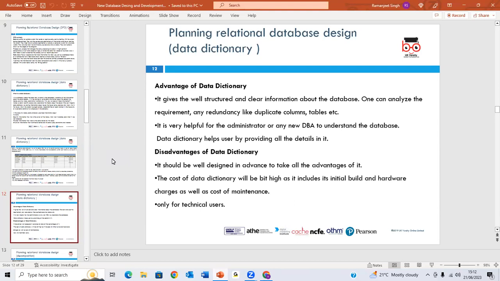Also, there are a couple of disadvantages which come with this. The disadvantages could be that it should be designed in advance to gain all the advantages. And also it is costly, where the cost of the installation might be higher, and it will require a lot of maintenance.